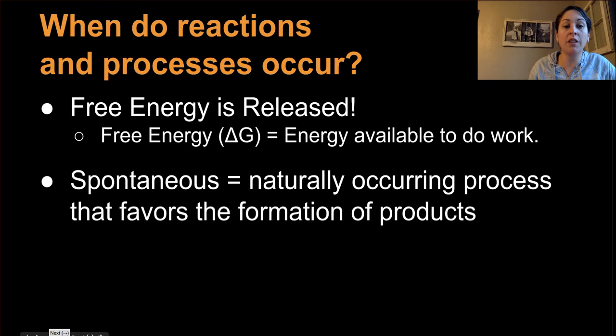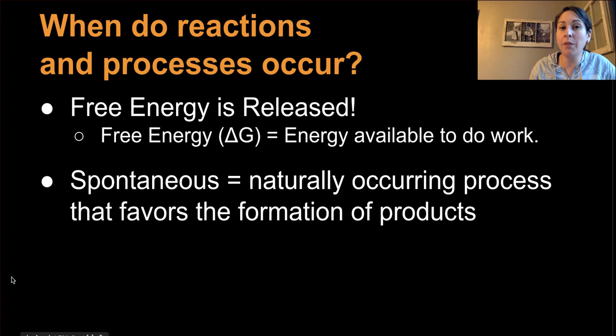And so spontaneous processes are naturally occurring processes, and they tend to favor the formation of products. So they go in the direction of products. We'll talk about reversible reactions a little bit later. Whichever thing they're likely to form tends to be the thing that's favored. So if free energy is released, we do see that something is going to be spontaneous.